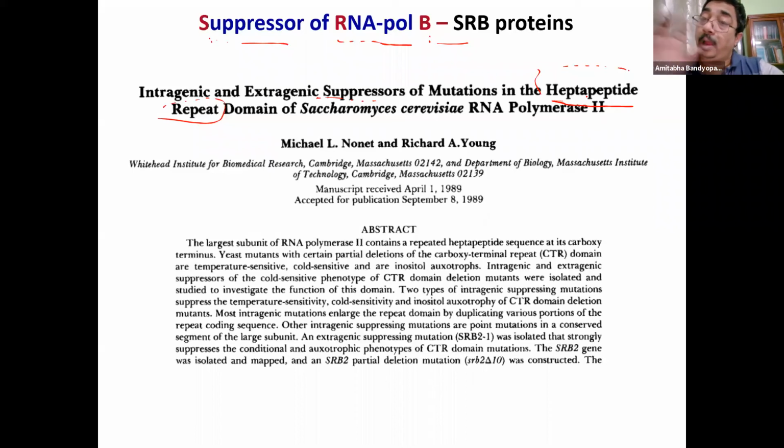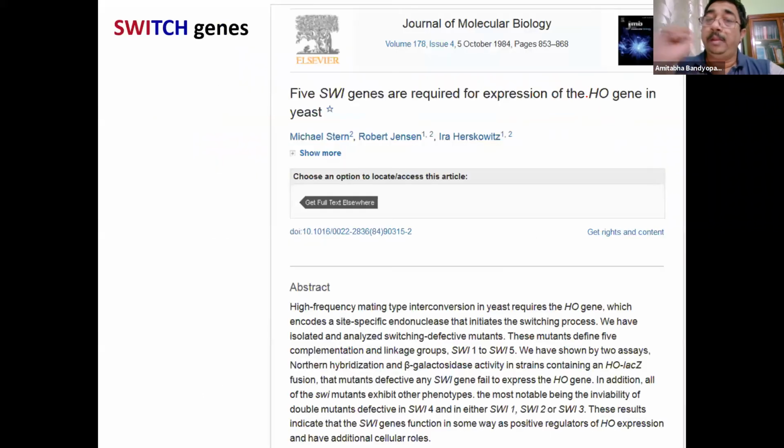Roger Kornberg identified those, he used a biochemical approach. When he sequenced it, he realized that some of the subunits of mediator complex are basically SRBs. Okay. Ida Herskowitz, she was doing something completely different.